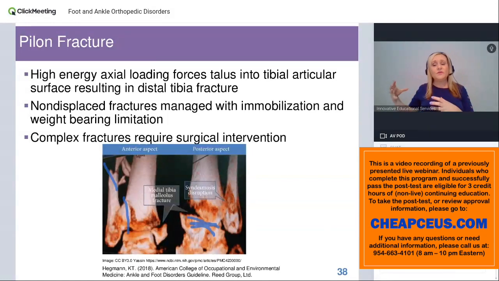And then longer term in rehab, being mindful of this if the patient does have this fracture and you're seeing them post operatively, keep in mind that you definitely want to be assessing sensation and circulation as components of your rehab.